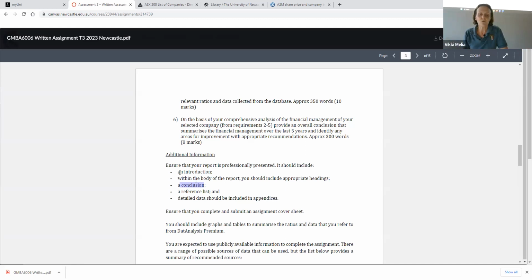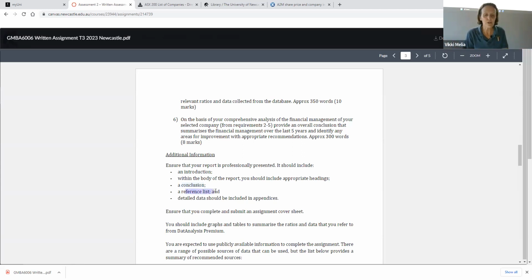So the introduction would be fairly short, the body will be fairly long, and then the conclusion will be brief at the end. I would expect, because these are all large publicly listed companies, that you're not going to find anything that's too exciting or sinister going on in their financial management. So overall, I would expect most of your conclusions are going to be, they seem to be doing a pretty good job. And it would be hard to recommend changes if you think they're doing a pretty good job.